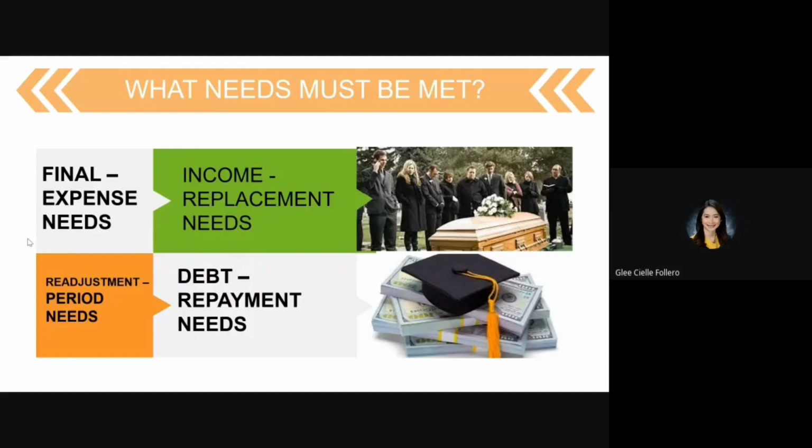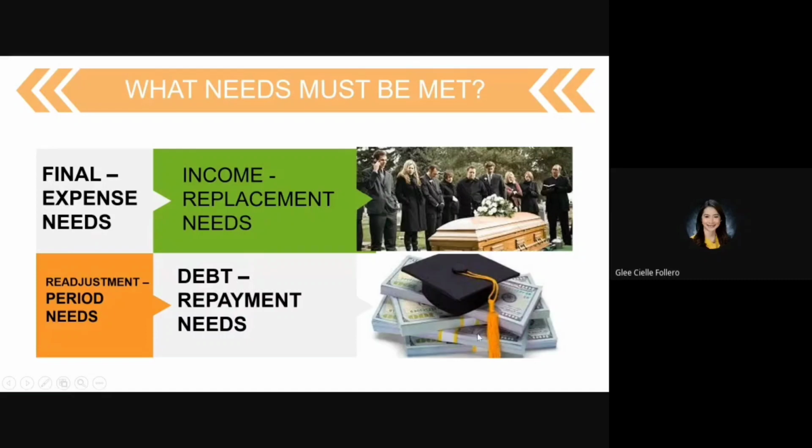Number 4 is the debt repayment needs. So, isa din to. Kapag may mga existing liabilities ka, okay, you have your credit cards, may outstanding balance ka sa home mortgage. So, paano mo mababayaran yun kapag bigla kang nawala? So, you should also be aware with that. You should be ready dun sa mga needs na yon. So, wag mong pahirapan or wag sana itong maging burden dun sa mga iiwan nyo, dun sa mga loved ones nyo.